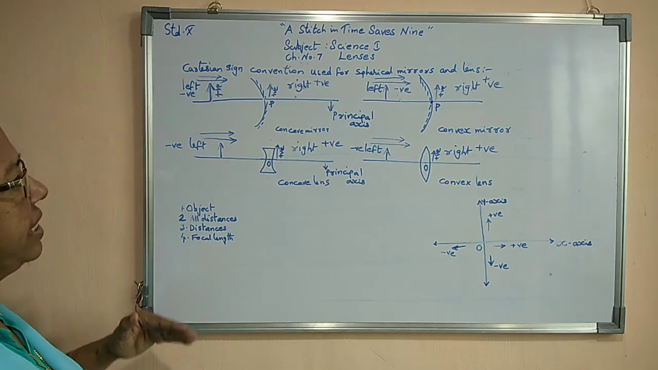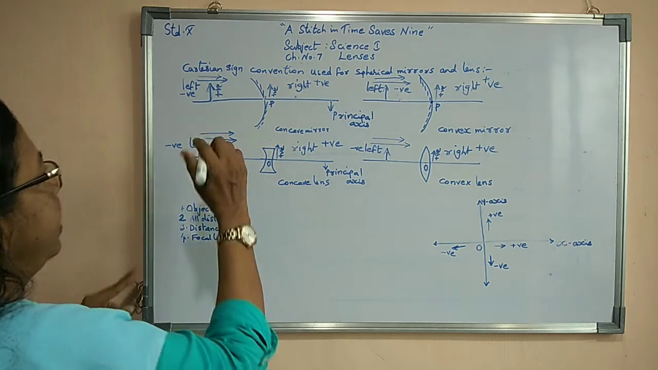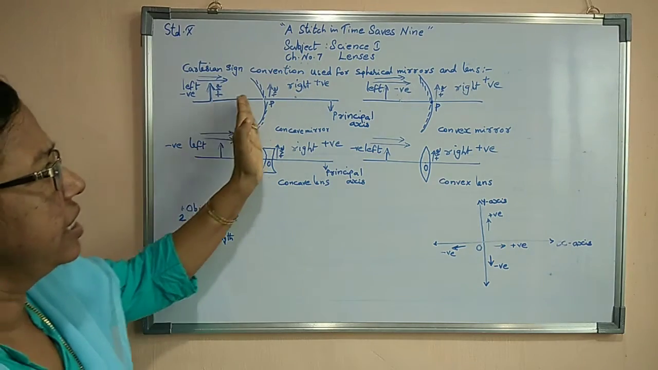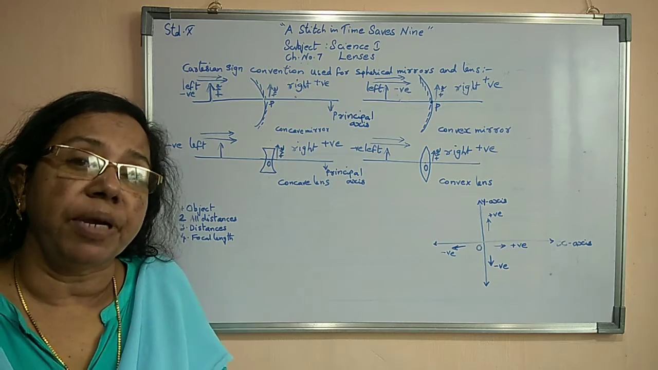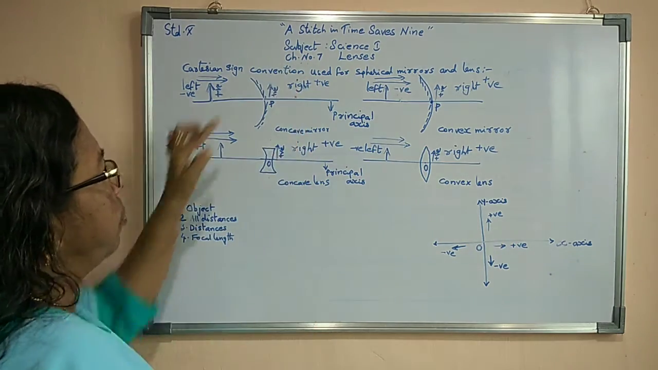Plus one more thing we have to see: the distances perpendicular to the principal axis I said, at the same time we have to say that they are above the principal axis. Plus one more thing you have to keep in your mind, that above the principal axis, it is positive.